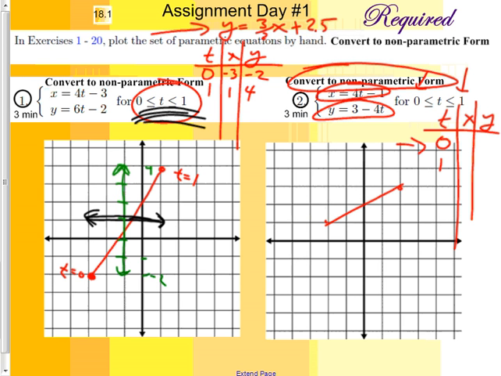Okay, that's parametrics, the beginning of parametrics. And that's all we have for the lesson for today.